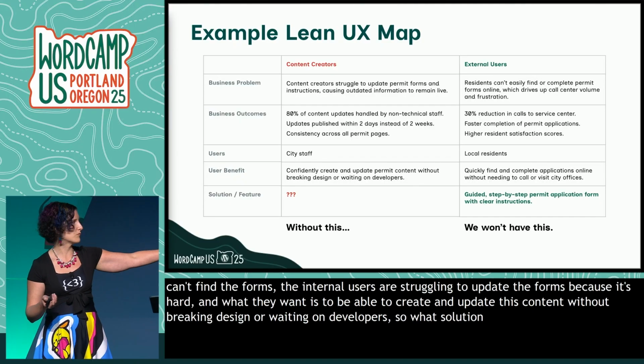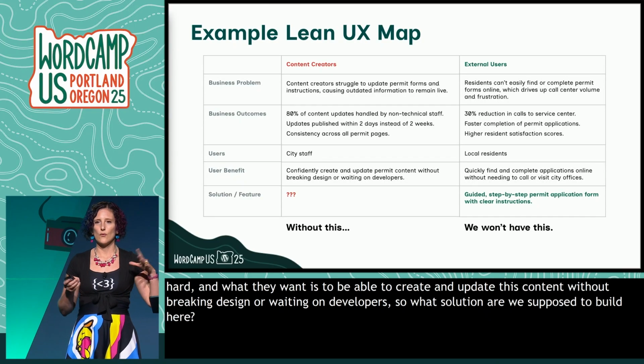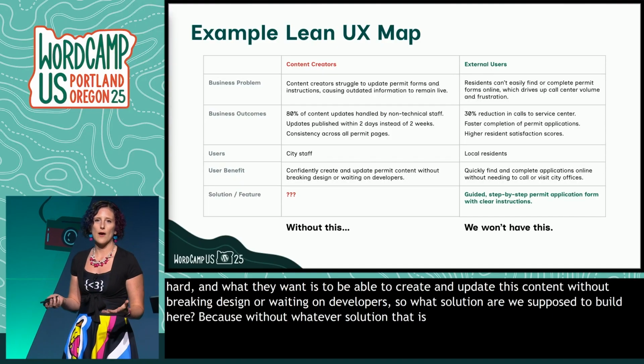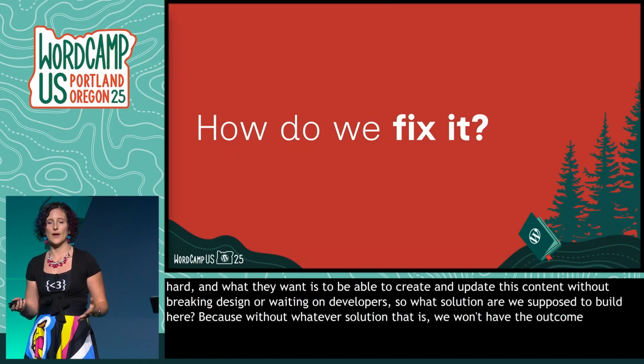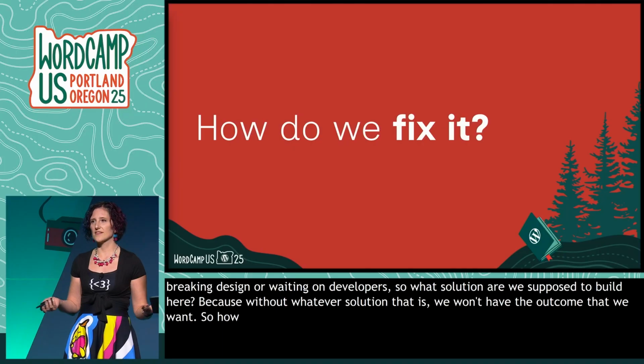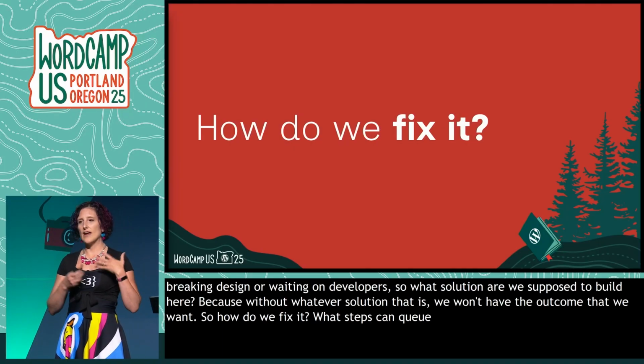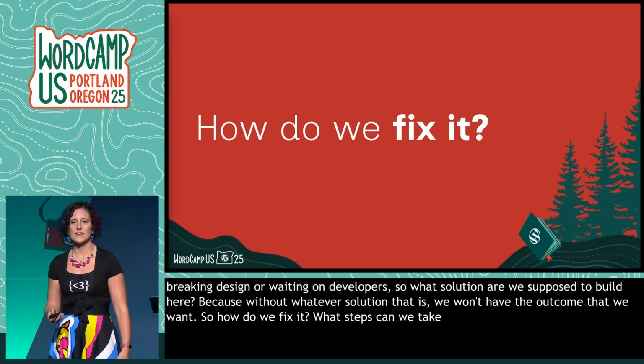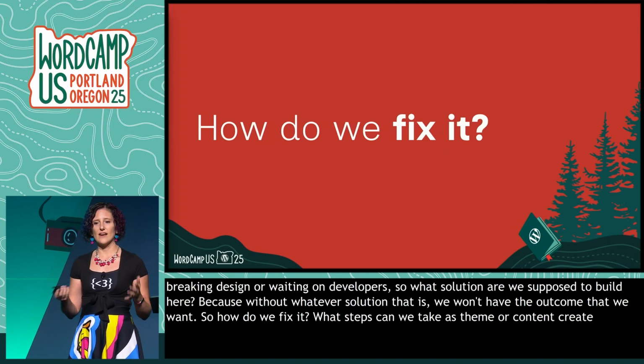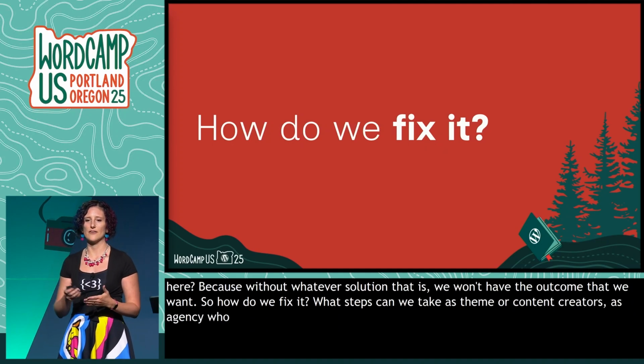Because without whatever solution that is, we won't have the outcome that we want. So how do we fix it? What steps can we take as theme or product creators, as agency people who service clients, to fix this problem and design solutions for our content creator users?